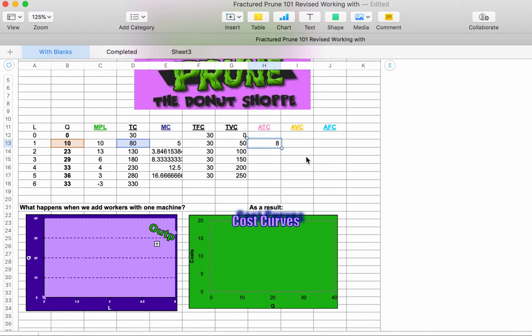Let's step away from all this math and all this Excel kind of stuff and think about what this means. When your bills are $80 and you're making 10 units, your cost per unit is $8. Let's do another one, and this time I'll just use numbers.